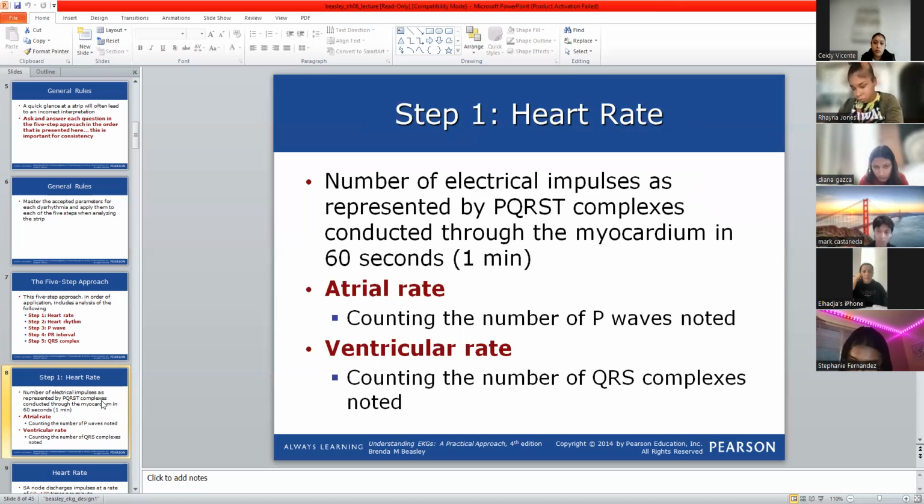So it should be what? It should be equal. Like we mentioned, this should be equal, but we will find some variation in the future which is not equal, and this means there is a problem with the heart. So this means what? That for every P wave, I have to get 1 QRS. Make sense? Yeah.